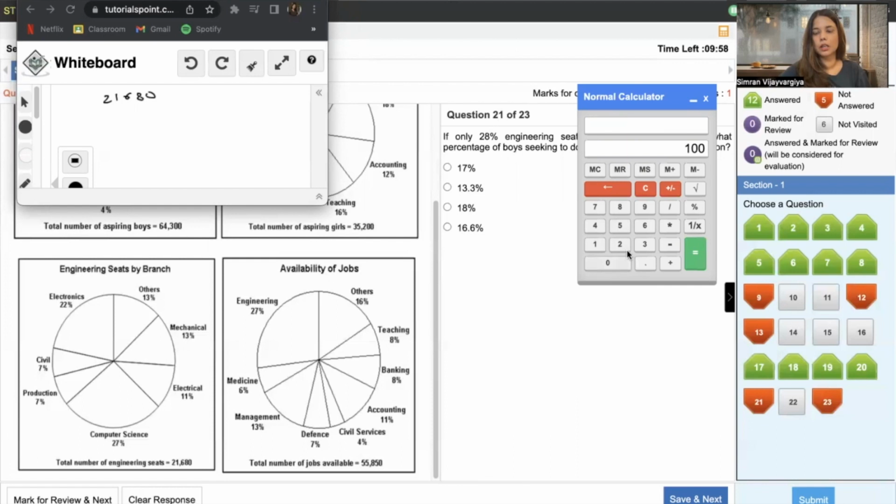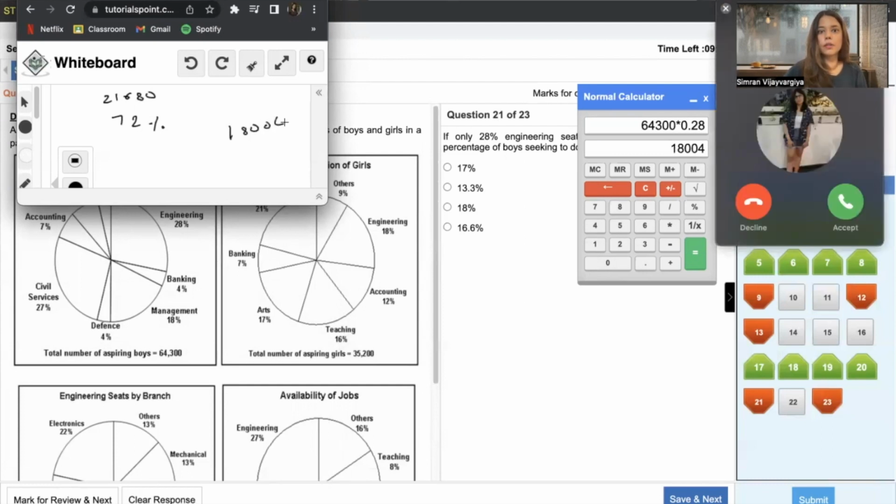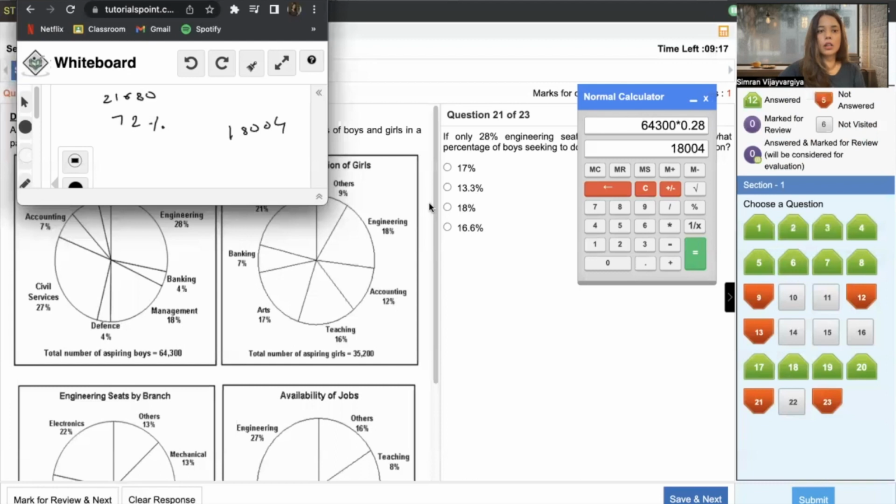Okay, so out of the total 100% seats, 28% is taken by girls, 72% is left for boys, and out of the total number of boys, 28% want to do engineering. So total number of boys is 64300, and percentage of people who want to do engineering among boys is 28%. So into 0.28, which is okay, 18004.